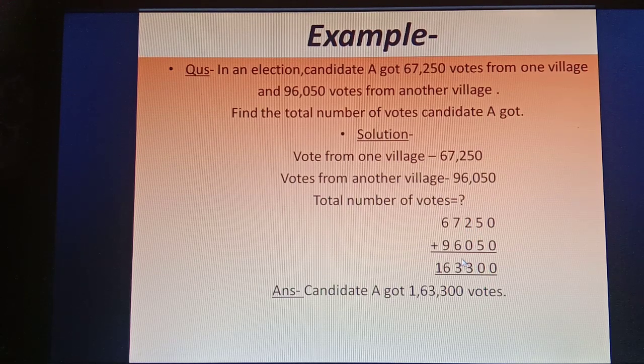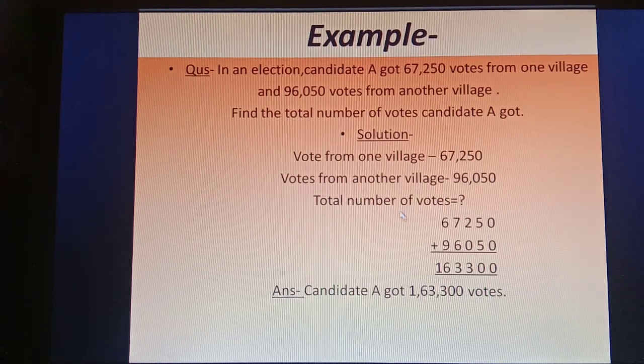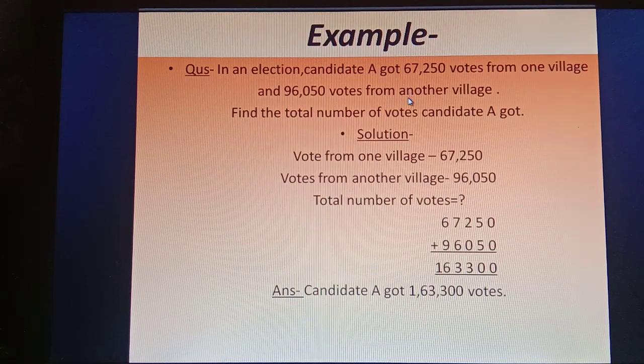There is 1 plus 2, 3. 6 plus 7, 13, again 1 carry to the 10,000 place, there will be 16. So the answer you have to write: candidate A got 1,63,300 votes. In this way you can do all types of word problems. First you have to read the question very carefully, then point out the numerical things which you will need to solve the problem, and after that you will solve it.